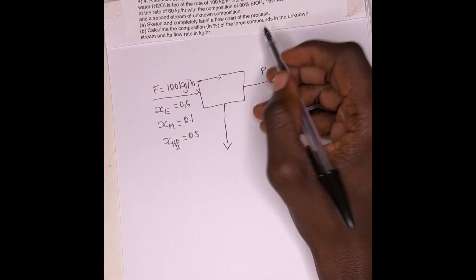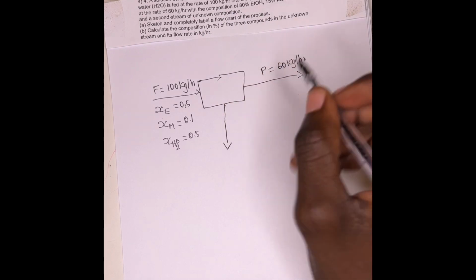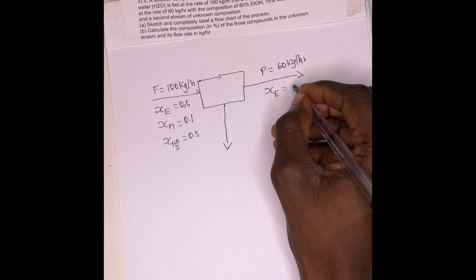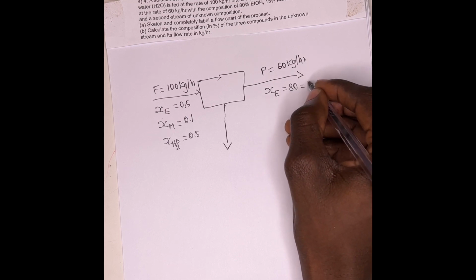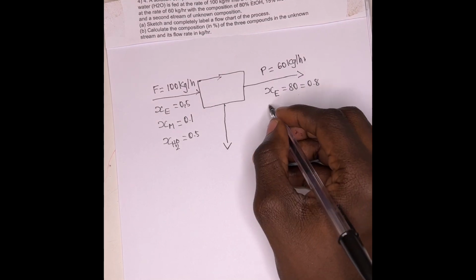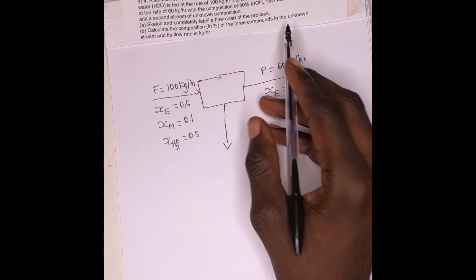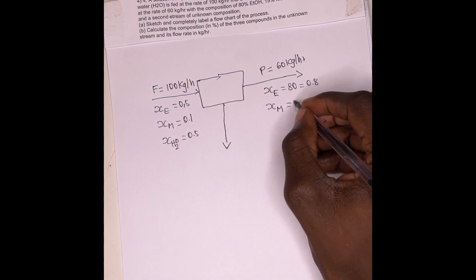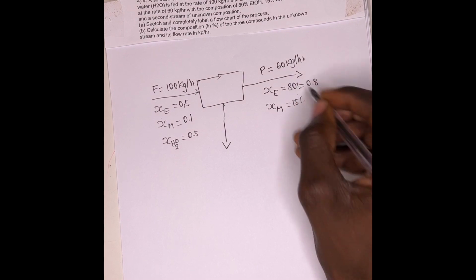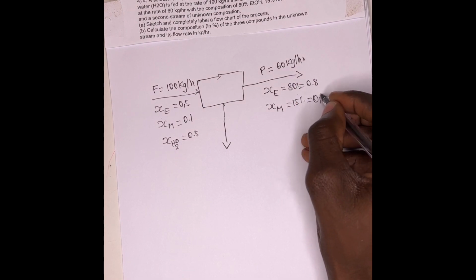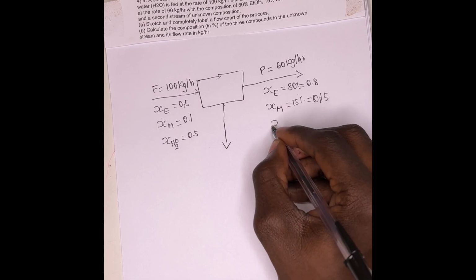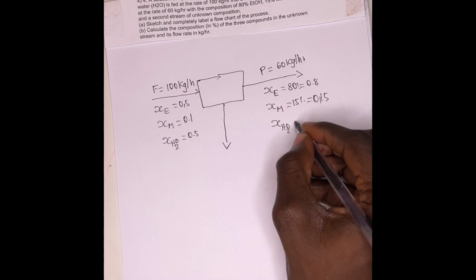And then what they give, they say 80% of ethanol. So I'm going to have XE, which is 80%, and 80% is 0.8. And then we have X of methanol, M, which is 15%. If you want to put 15% another way, 15% is 0.15. And then we have water, which is X of water. We have what?